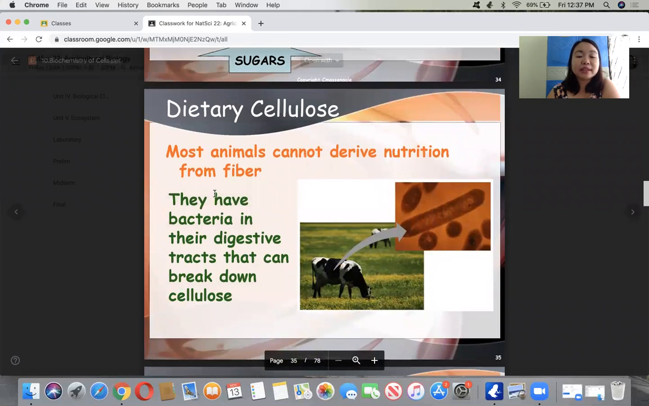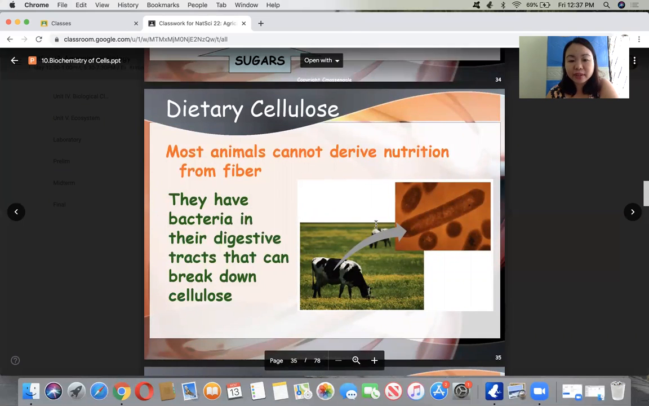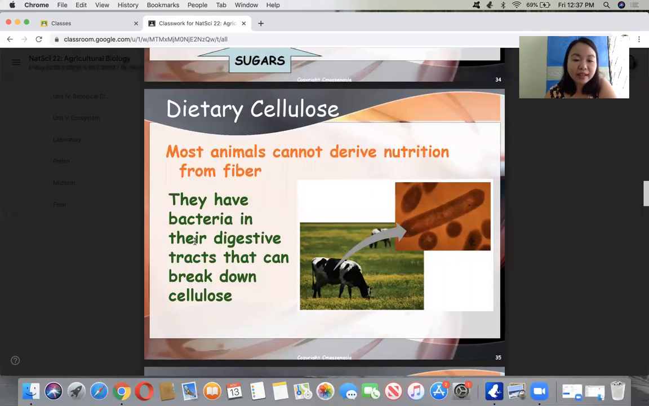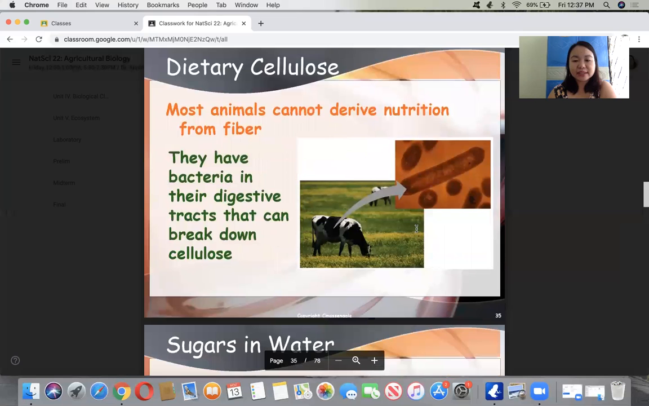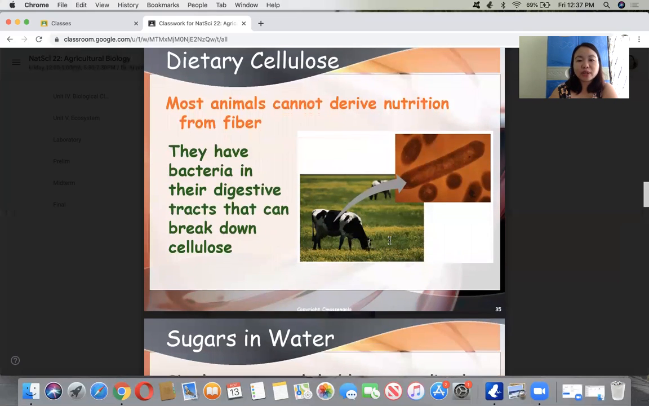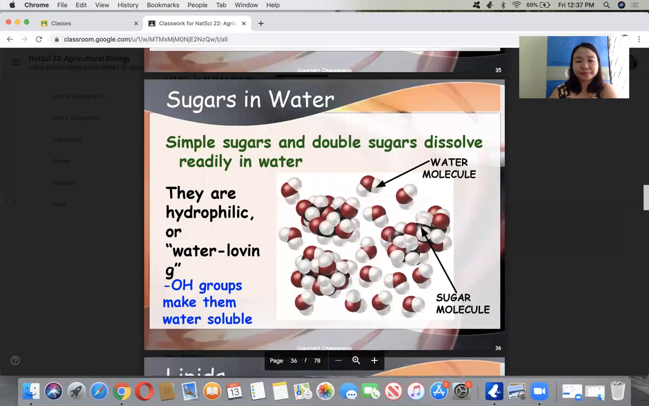Dietary cellulose, on the other hand: most animals cannot derive nutrition from fiber, so they have bacteria in their digestive tracts that can break down cellulose as they eat different grasses, which are made of cellulose.